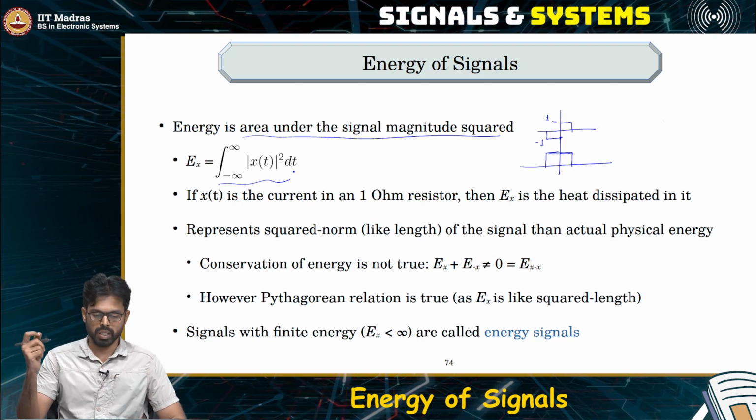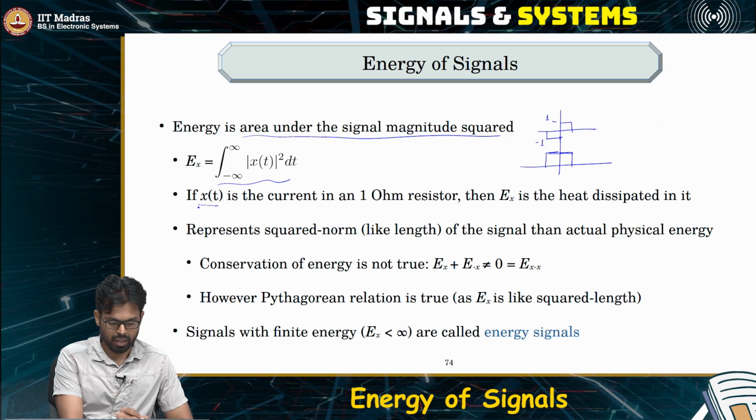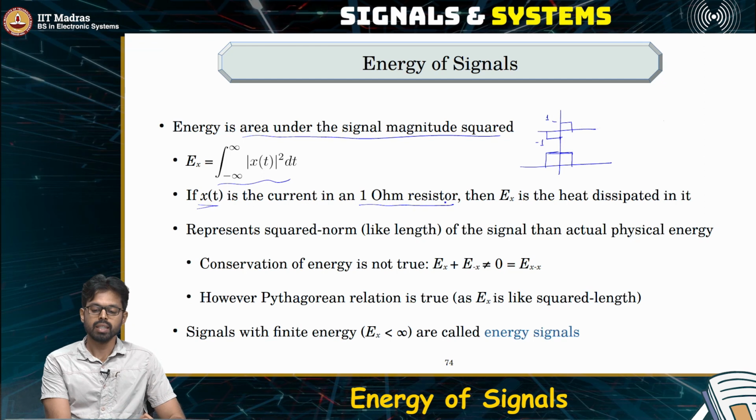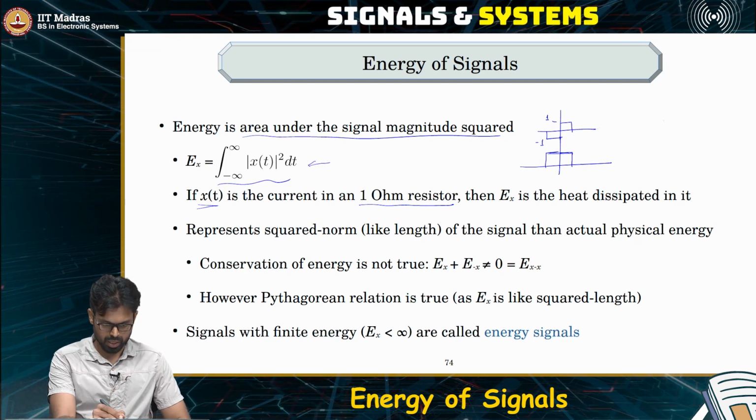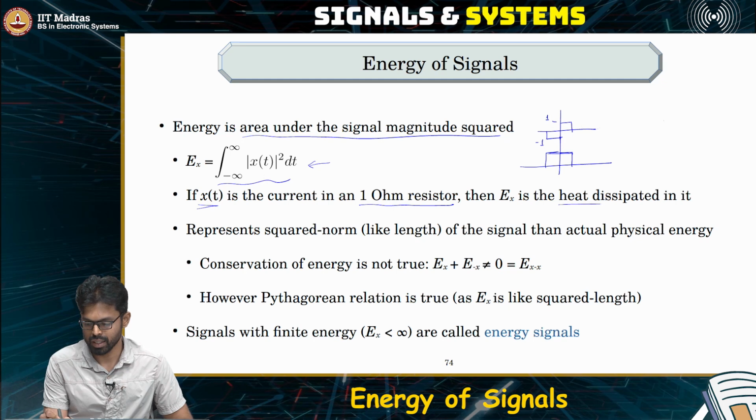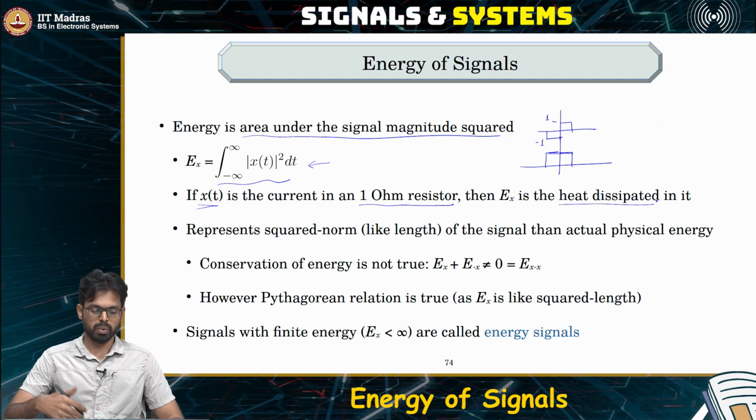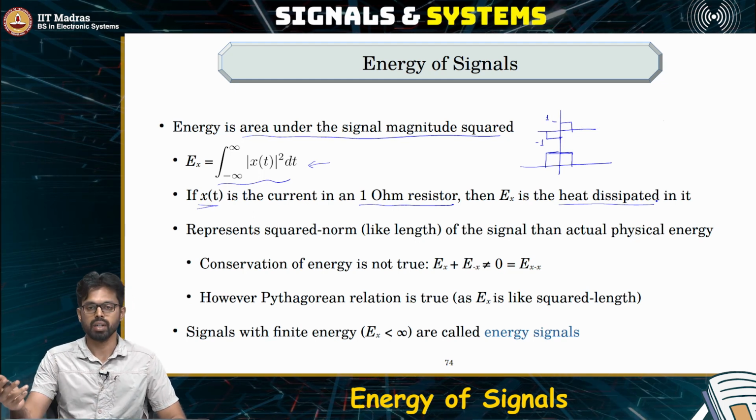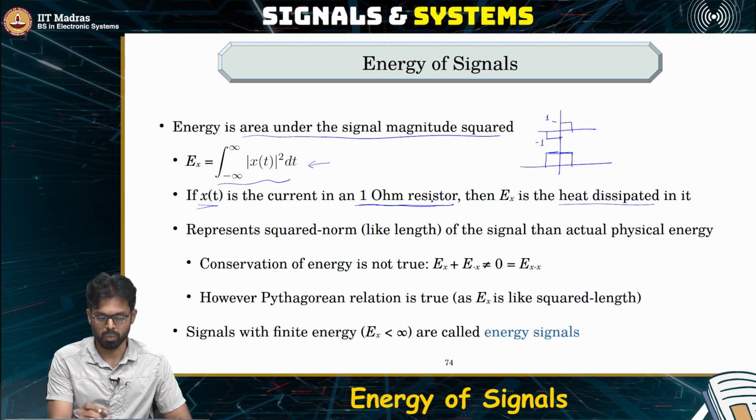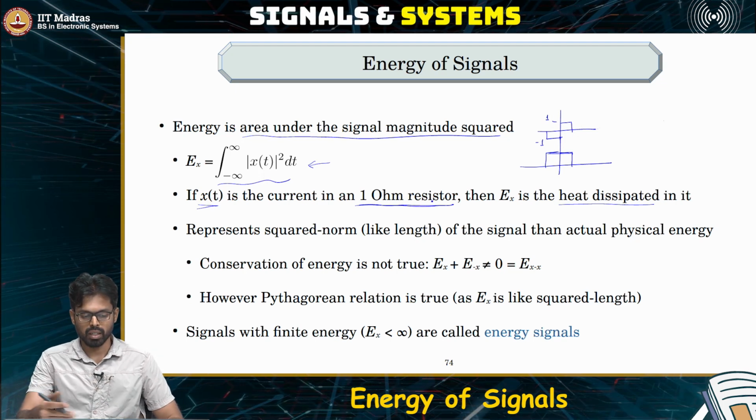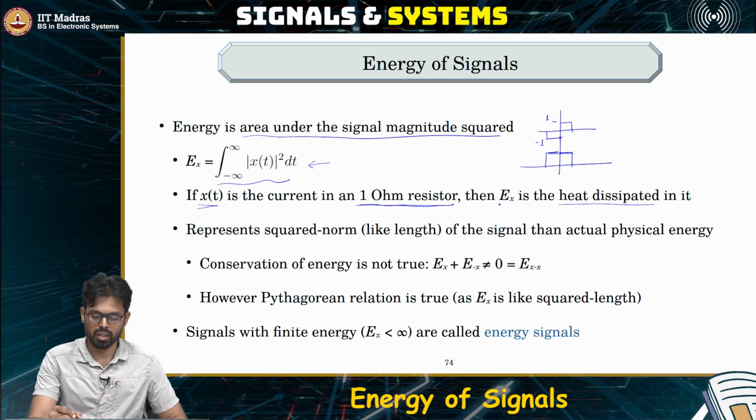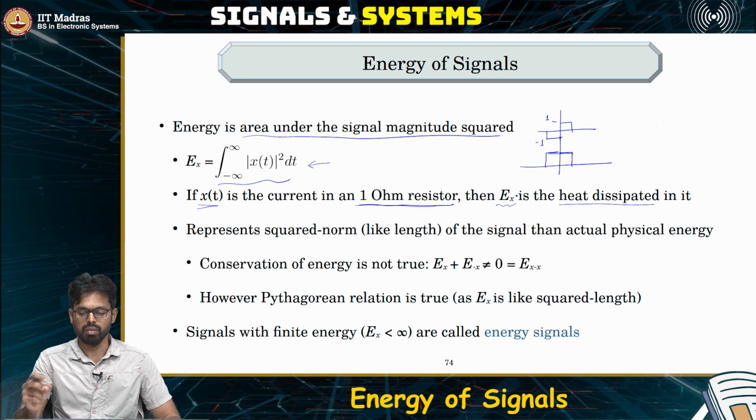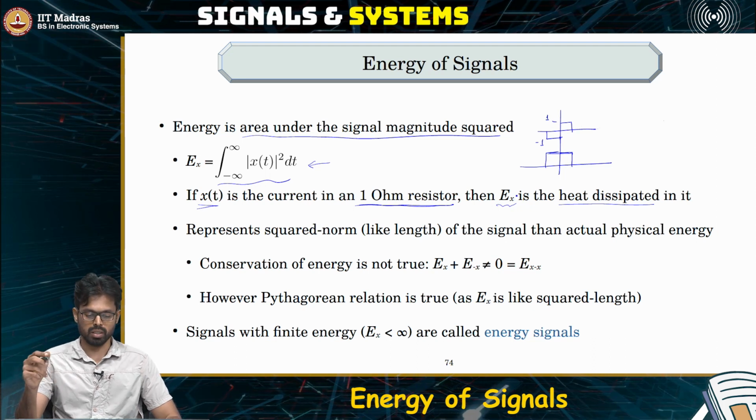One nice physical interpretation is, if x of t is, let's say, the current, and you're passing this through a 1 ohm resistor, then the energy that you compute through this expression is nothing but the amount of heat dissipated in it. This is one interpretation, but of course it does not work if x of t is a different kind of signal and you don't have a 1 ohm resistor. So if x of t is a current and you have a 1 ohm resistor, then you can declare this to be the heat dissipated in it. Otherwise, this energy does not really have a physical interpretation.